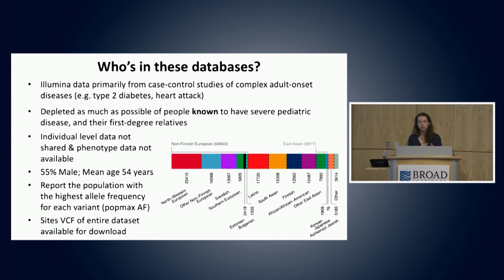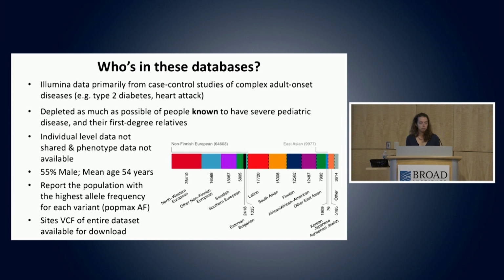So we think pediatric disease should be depleted in the data set, but not entirely removed. We don't have individual level data that we can share, and we don't have phenotype data. The amount of data we do have, we've put a lot of it onto the browser, and I'll show you that as we go through. The male-female ratio is pretty balanced, about 55% male samples. The mean age is 54 years.